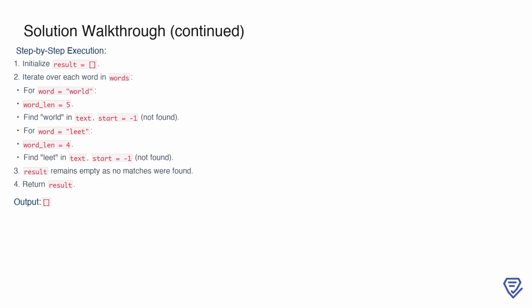Similarly, for the word "leet", which has a length of 4, no occurrences are found in the text. Since neither word is present in the text, the result list remains empty throughout the process. With no index pairs to sort, we directly return the empty result list as the output. This demonstrates how the solution handles cases where none of the words appear in the text.